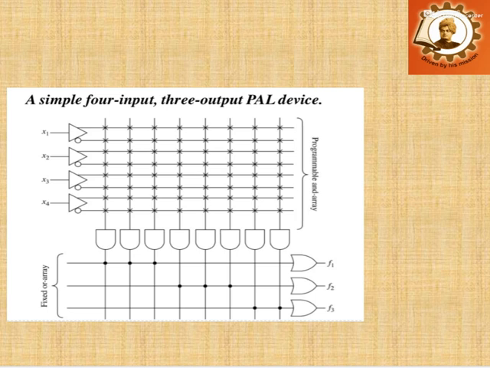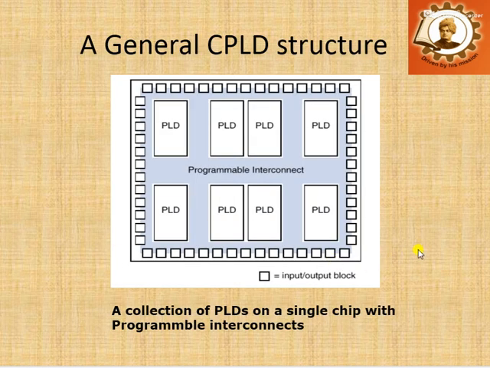Next we come to our CPLD. By using this type of PAL and PLA structure, you need larger connections and a huge number of OR gates and AND gates. So to remove that shortfall, we can use a compact IC where we have used a PAL-like structure. Here the general CPLD structure is shown in the figure.